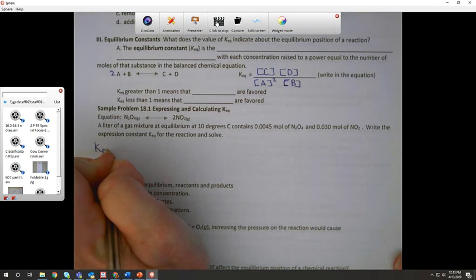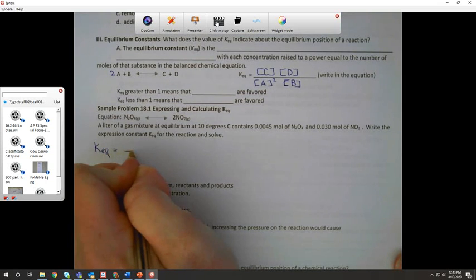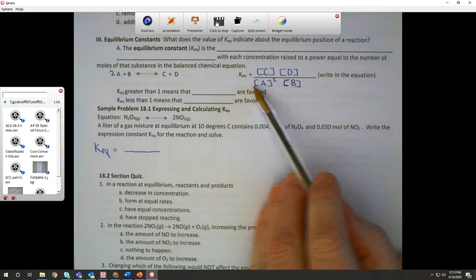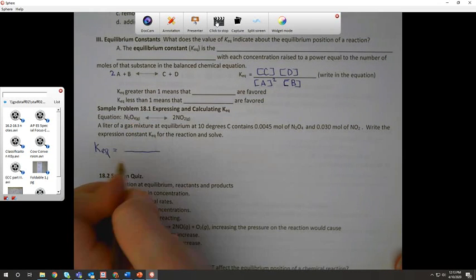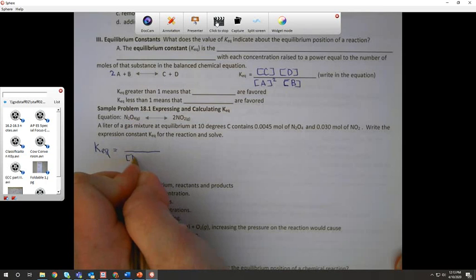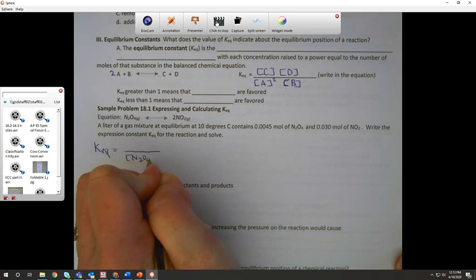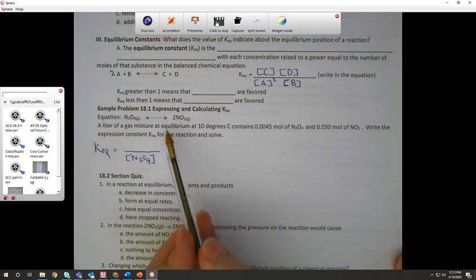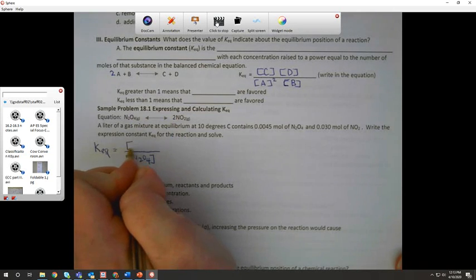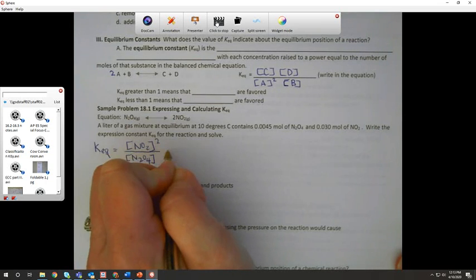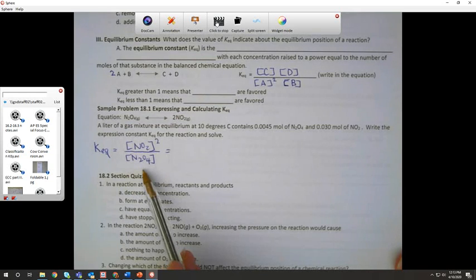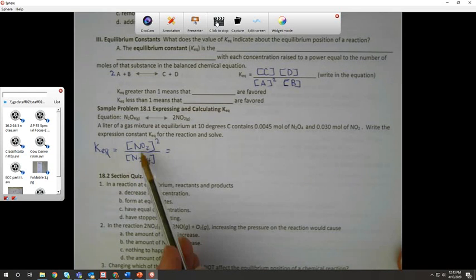So we've got KEQ is equal to, remember the reactants go on the bottom, so that's N2O4 goes on the bottom. And then here we have a coefficient. So this is 2NO2 on the top. So NO2, and then there's a 2 here. Okay, so that's our equilibrium expression. Now we're going to put numbers in for these.